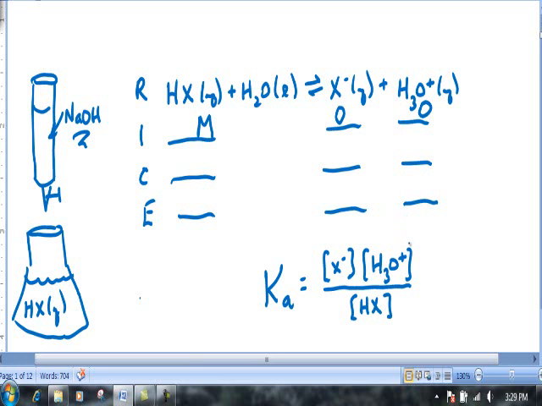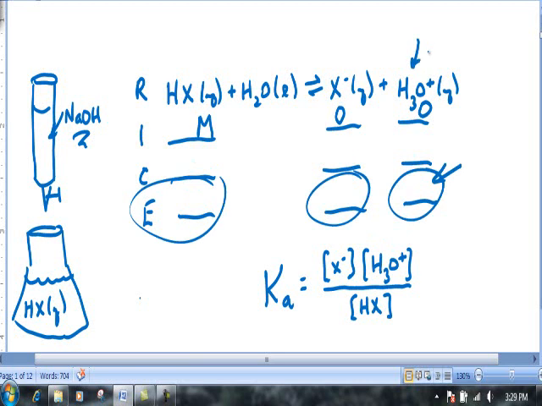Another piece of information we'll need to get our Ka value, in order to be able to figure our equilibrium quantity of each one of our chemicals, is the H3O+ concentration. Now, the H3O+ concentration we can obtain by measuring the pH of our weak acid solution prior to adding any of the sodium hydroxide. So a key thing will be we must measure the pH of our weak acid solution before we add any sodium hydroxide.